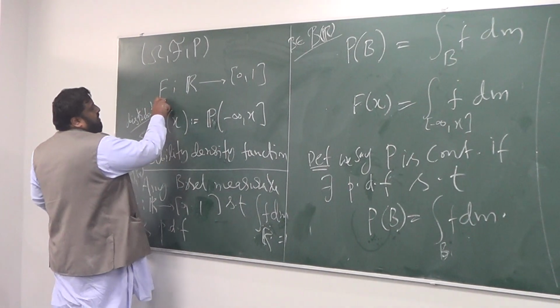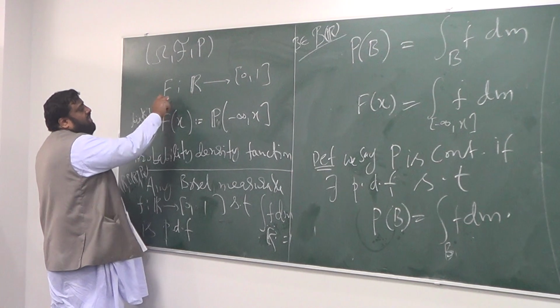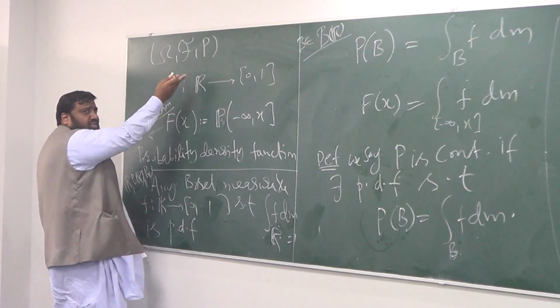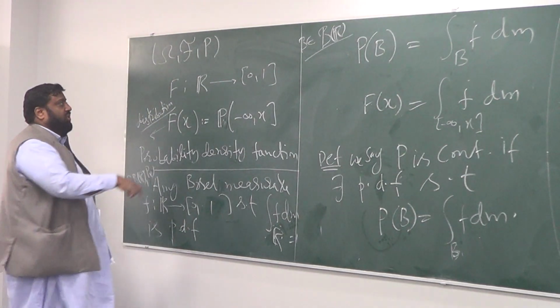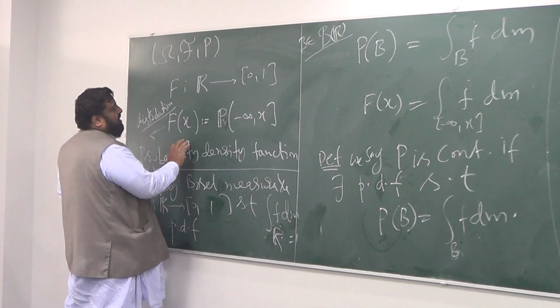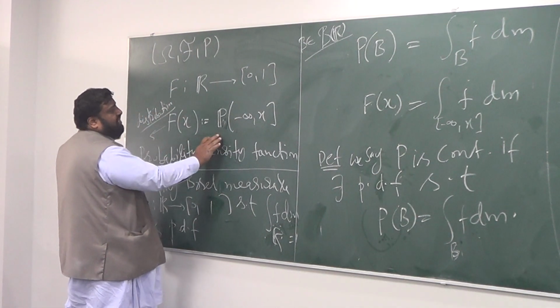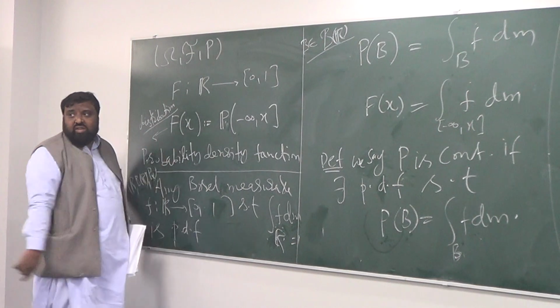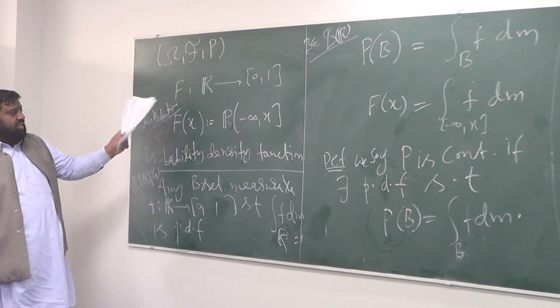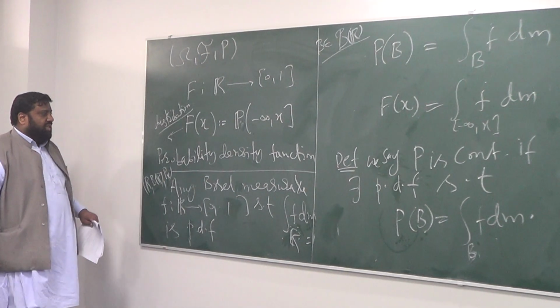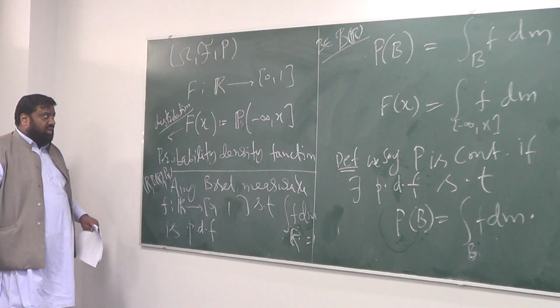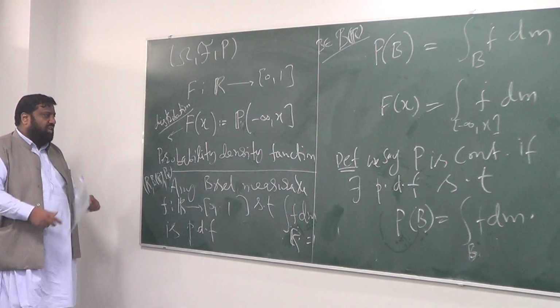If I have a Borel measurable map, we have an abstract space and the Borel measurable map F, such that F of x is equal to the probability of this Borel set. We call such an F the probability distribution function, actually.